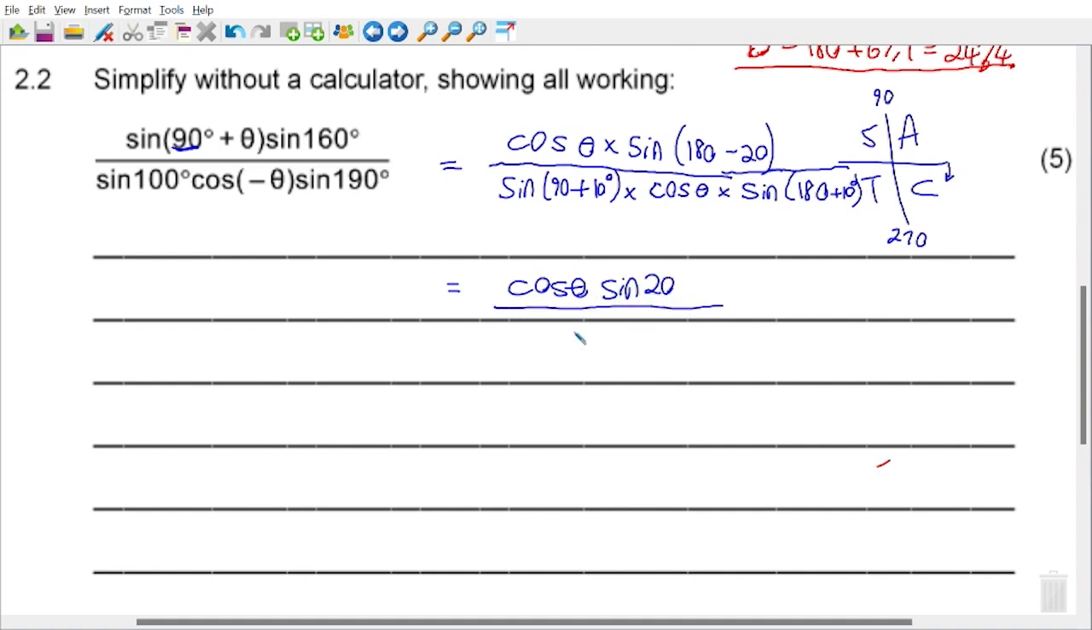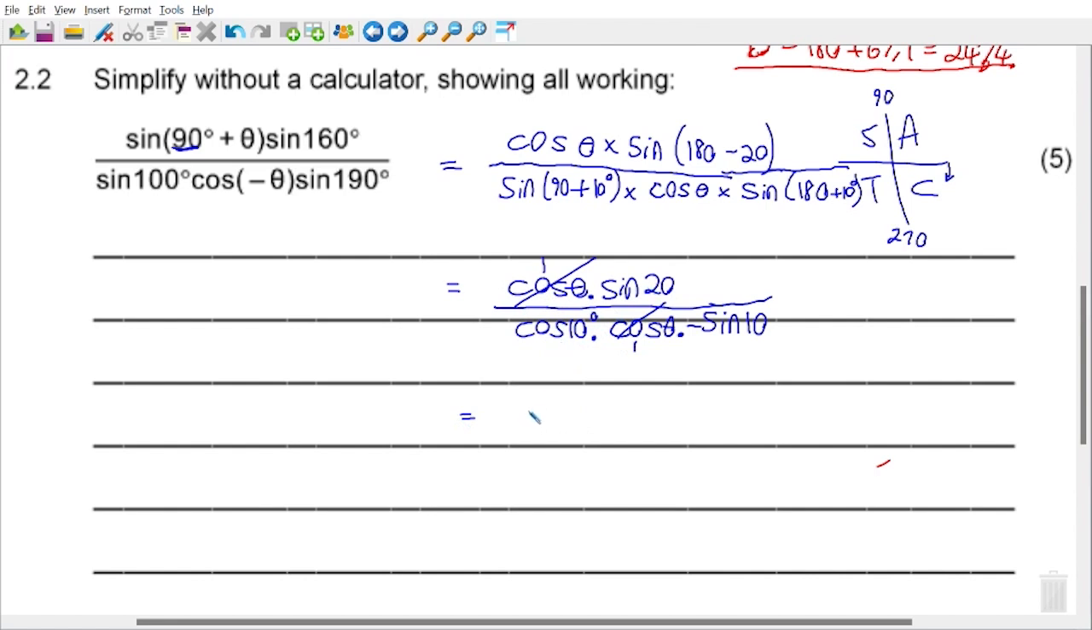And on the denominator, I've got cos of 10, I've got cos of theta, and I've got negative sine of 10. Okay, so remember that that's a multiplication, it's not a subtraction. What I can do, because I've got multiplications on all of these, I can divide the top and the bottom by cos theta. So what I've now got is sine 20 on the top, and I've got cos 10 sine 10 on the bottom.